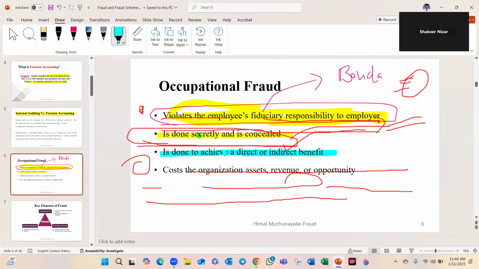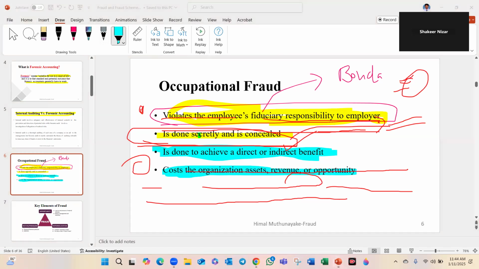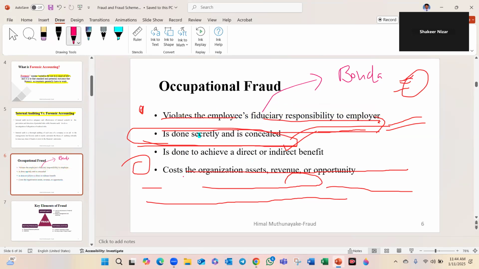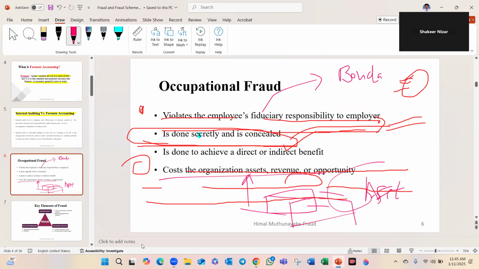It is done to achieve a direct or indirect benefit. Post that, the organization's assets and revenue are taken with opportunity. You are stealing. Sometimes it can be a type of fraud. We have three types: asset misappropriation, corruption, and financial statement frauds. You are causing a cost to the asset. You are taking the company printer to print your personal stuff. That is also a type of fraud, asset misappropriation. I also engaged in that one in my training organization.